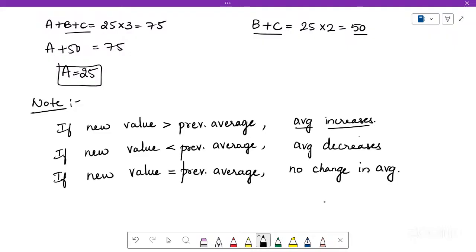Understood? No change in average when the new value that you are adding is same as the previous average. Please write down these points. So there are certain values, for that you are adding an additional value. If the value that you are adding is greater than the previous average, overall average increases. If the value that you are adding is less than the previous average, the overall average decreases.